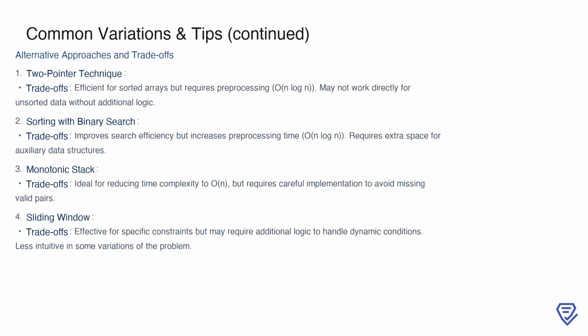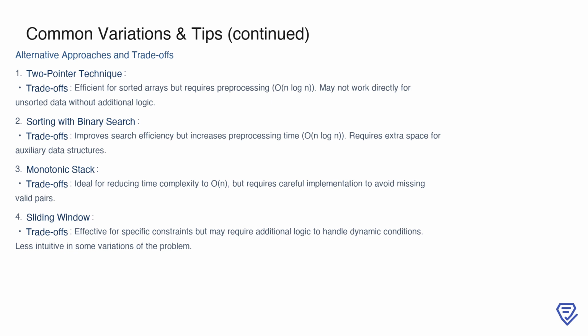There are also alternative approaches to solving the maximum width ramp problem, each with its own trade-offs. The two-pointer technique is highly efficient for sorted arrays but may require pre-processing, which adds an n log n overhead. This method can be challenging to adapt directly for unsorted data unless additional logic is introduced. Another option is sorting combined with binary search. While this improves search efficiency, it also increases pre-processing time to n log n, and often requires extra space for auxiliary data structures. The monotonic stack is another powerful strategy, capable of reducing time complexity to n.